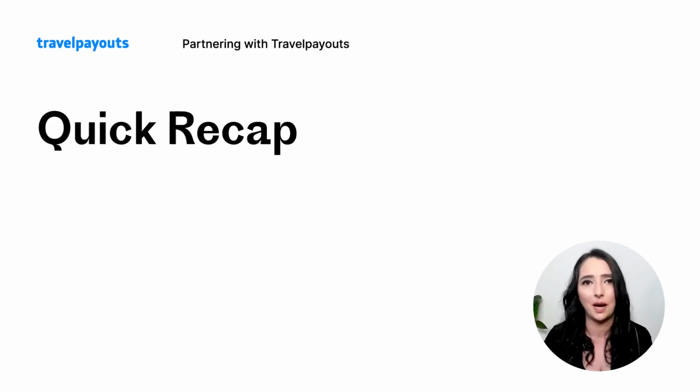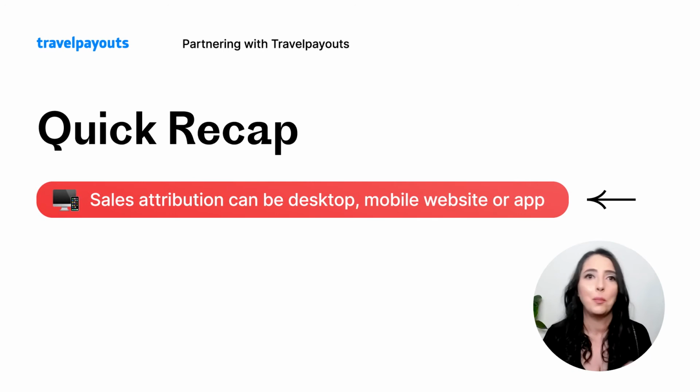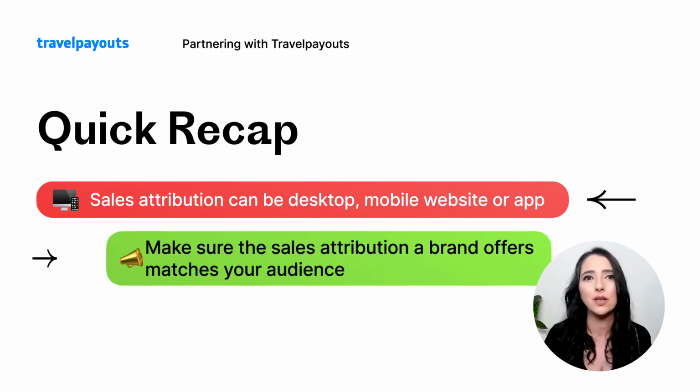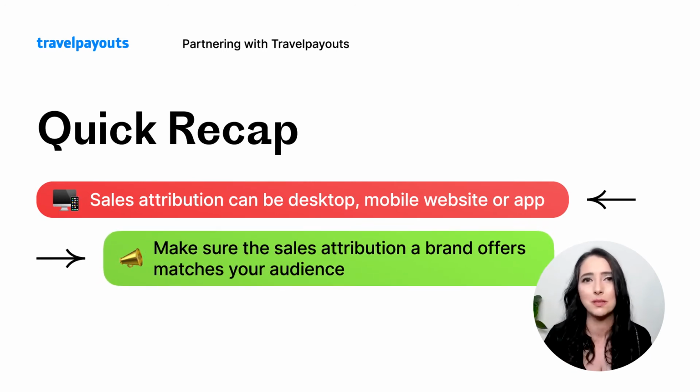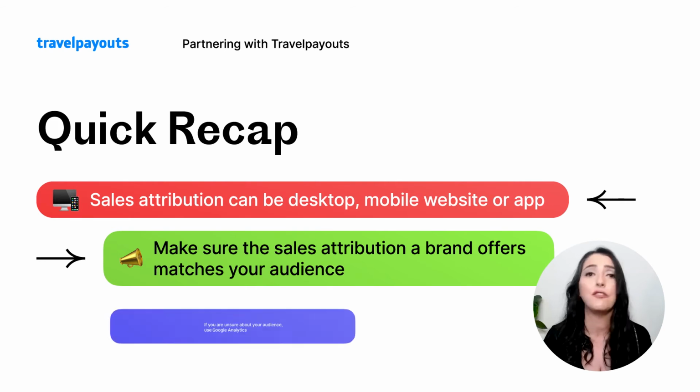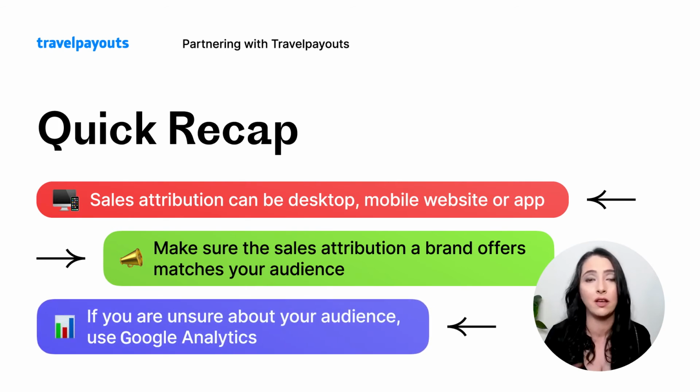Let's do a quick recap. Sales attribution can be desktop, mobile website, or app. It's important to keep this in mind when choosing a program to make sure it matches your audience. If you're unsure if your audience is mainly mobile or desktop, Google Analytics can help shed some light on the issue.